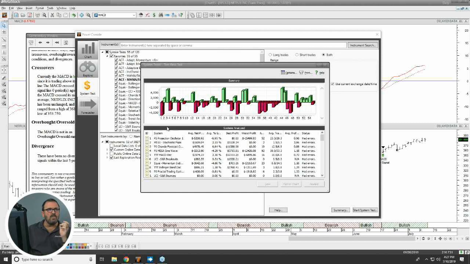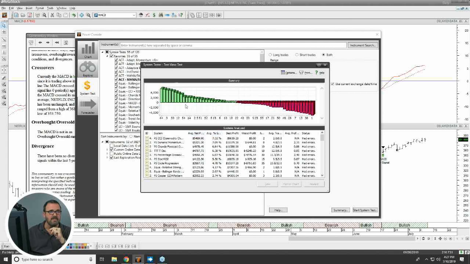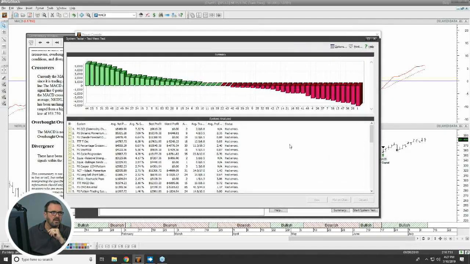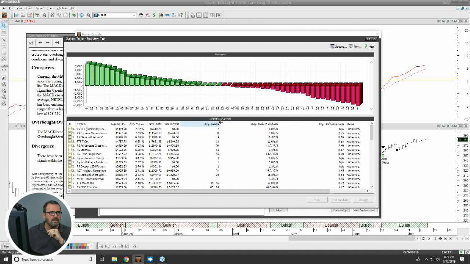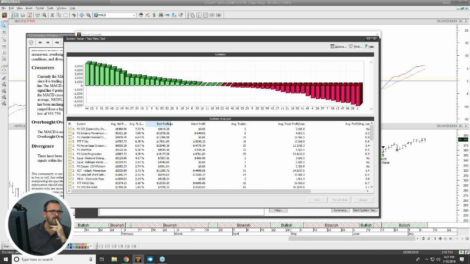Okay, so these are the results of the test. Now, what we're seeing here is a chart that shows, in this case, net average profitability. And let's open this up a little bit. The reason I'm doing this is this is another point for you to look at the results and realize it's not just about which one had the best profit. Of course, that's what we're most interested in.